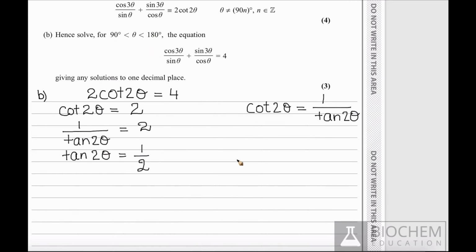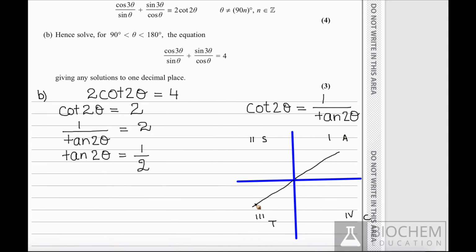So we can use the quadrant method to solve this. This is my quadrant 1, this is my quadrant 2, that is my quadrant 3, and this is my quadrant 4. This is where all of sine, cos, tan are positive. Here you have sine positive, and here only tan is positive. And in this quadrant, you have cos positive. We know that tan 2 theta is equal to a positive value, which is half. So therefore, tan lies in the first quadrant and the third quadrant.